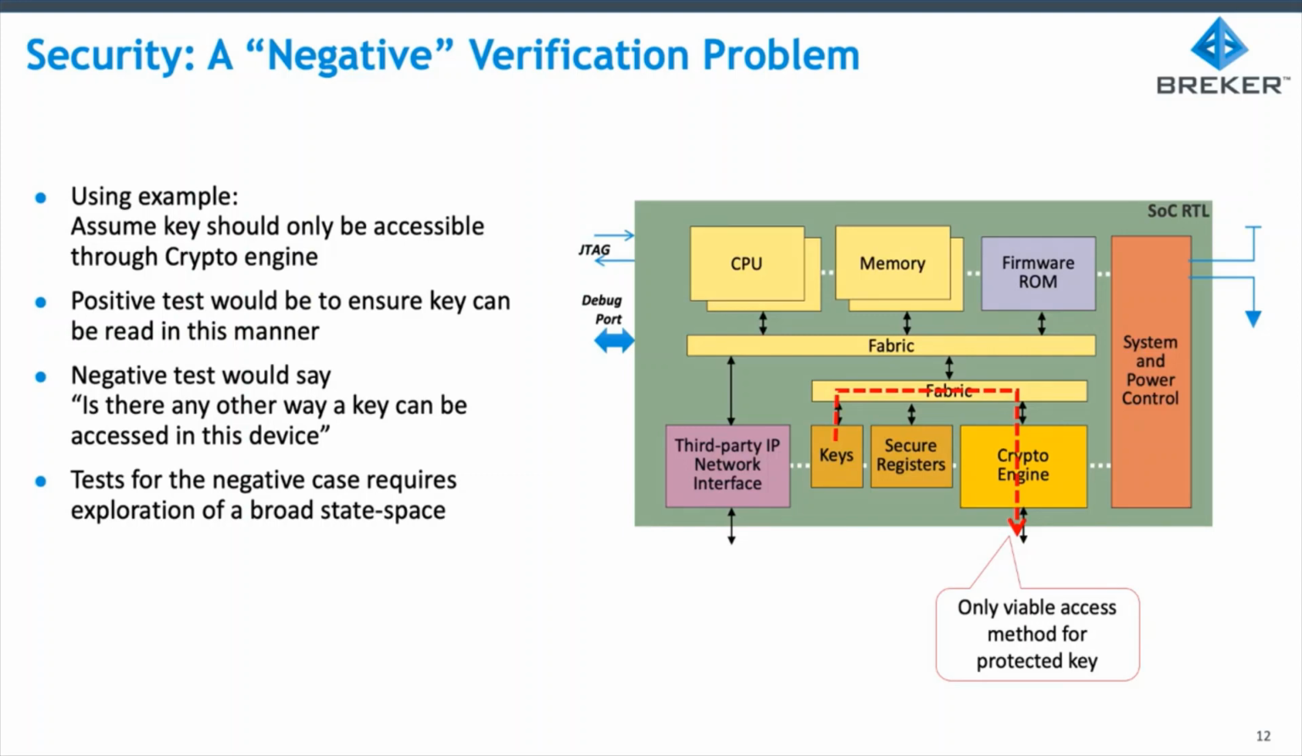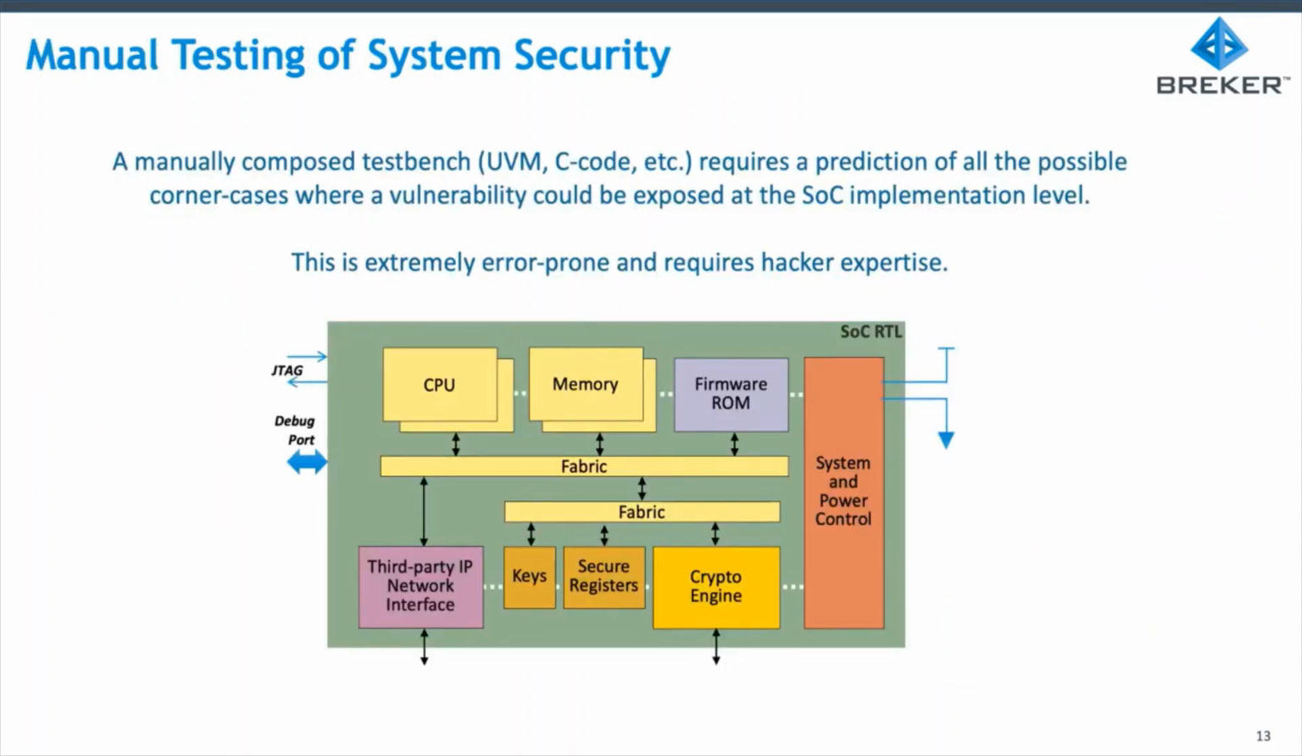Now this negative verification is traditionally very hard to deal with, as it requires an exploration of the entire search space of the design to make sure that none of the vulnerabilities that we've been talking about can exist across the SOC. This can be done manually, of course, but to do so requires the engineer to predict every single possible access of the security mechanism right across the SOC, including all the vulnerabilities we've discussed and more. This is obviously very complex and difficult to do. It's very error prone and requires hacker expertise.